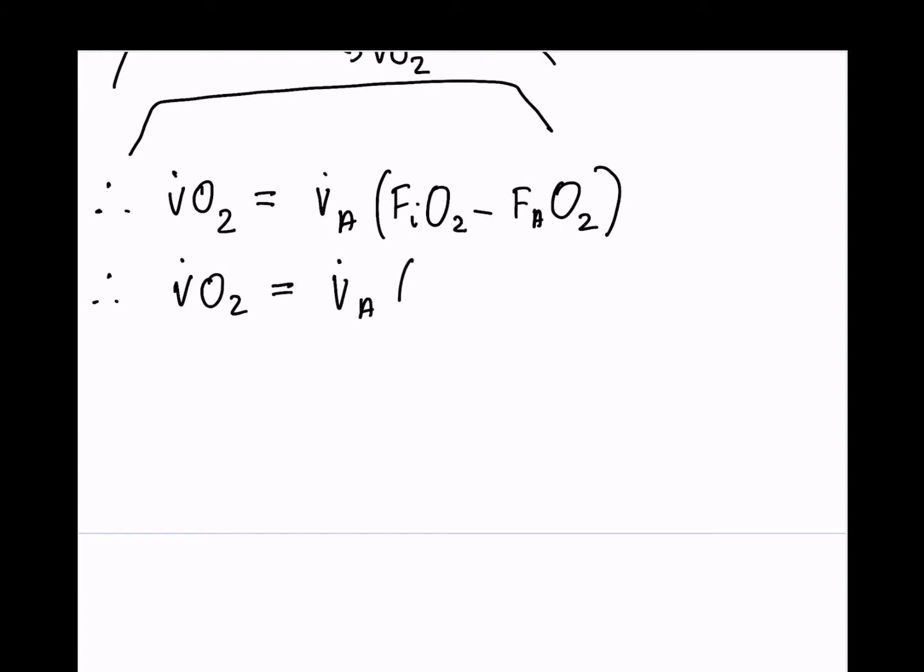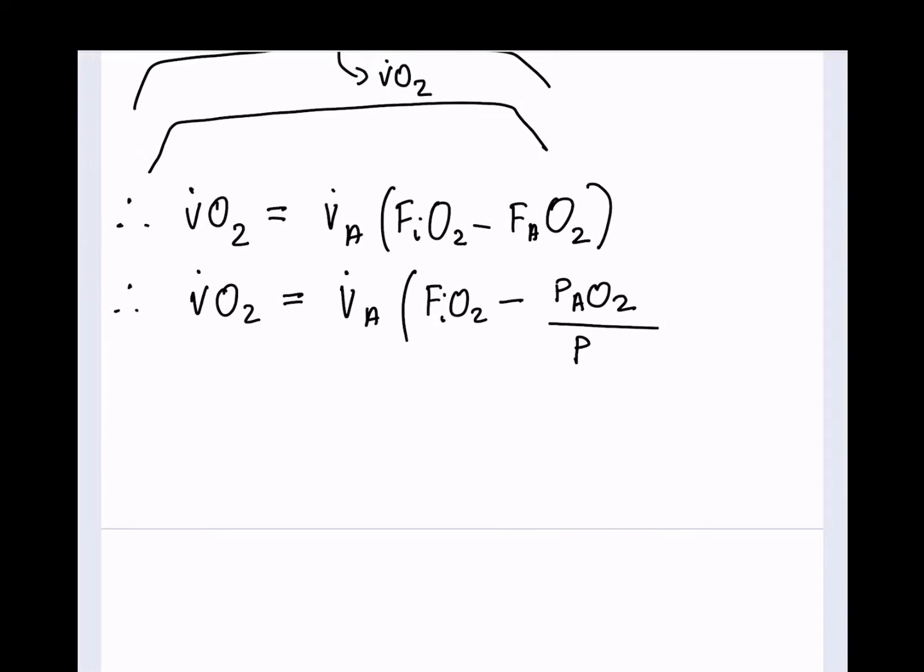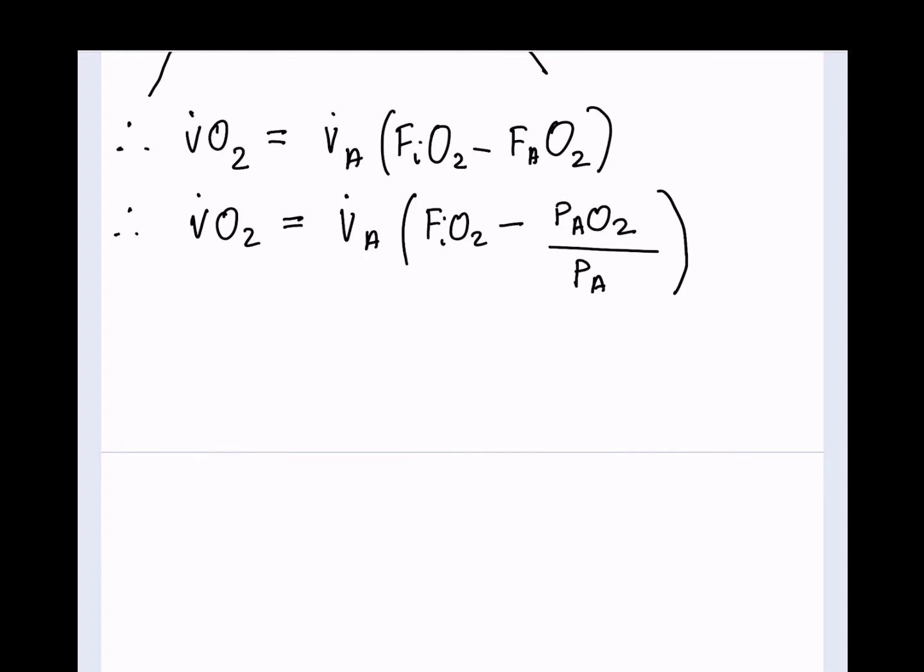V.A FiO2 minus the alveolar partial pressure of oxygen, P big AO2, upon the actual pressure in totality within the alveolus, PA. All right. Now remember what VCO2 was.